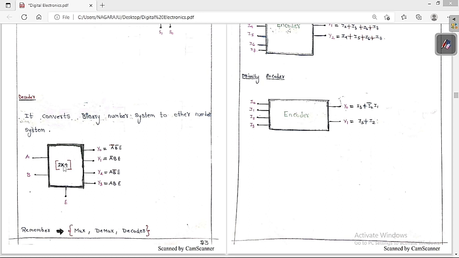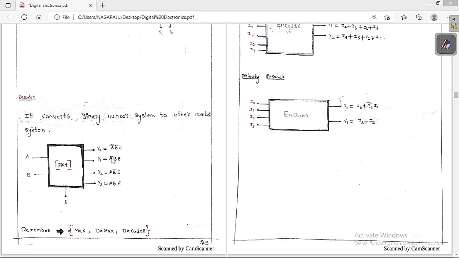Let me take a small example. The general expression of a decoder is n cross 2 to the power of n. So for n inputs we are going to get 2 to the power of n outputs. Suppose n is equal to 2, so 2 cross 4: 2 inputs and 4 outputs we are going to get. The 2 inputs are A and B, and the 4 outputs are y0, y1, y2, y3.